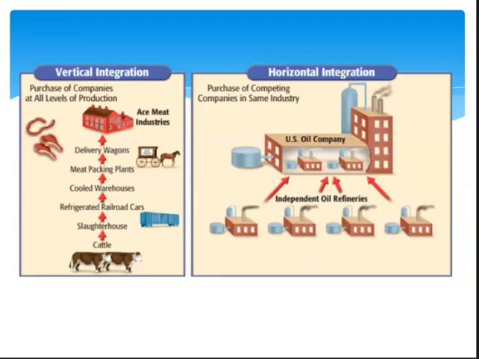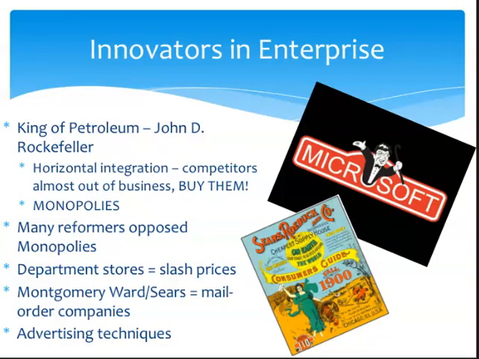Now, some of these things are going to lead to something that we're going to ultimately call a monopoly. You have John D. Rockefeller, who is the king of petroleum, petroleum being oil. He was big into this idea of horizontal integration. Any companies, he would go out and buy them. And if they wouldn't sell, he basically would lower their prices or do things to make those other companies go out of business. And this is ultimately going to be called a monopoly, where you own too much of a certain product within a specific market, and that's going to lead to issues.